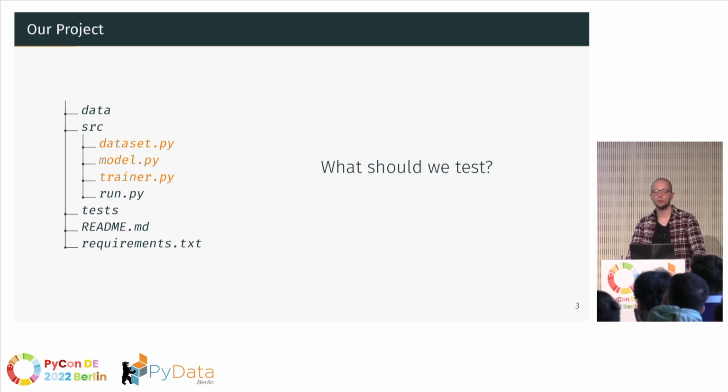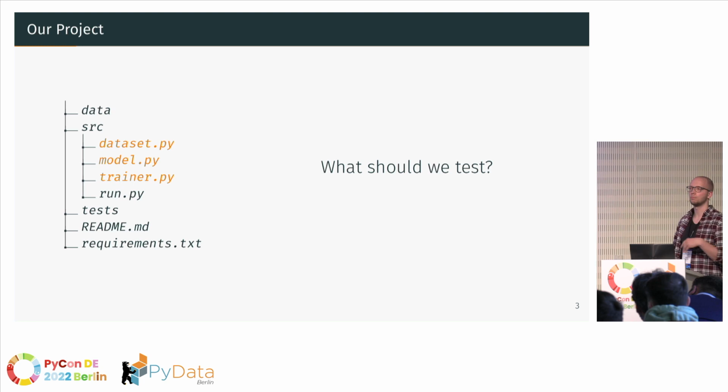And in this talk, we will go over the different aspects of our code, the dataset, the model, the trainer, and see which kind of tests we can implement for these aspects. And we will learn on the way what is important about writing unit tests for deep learning. After each section, we will have some concluding thoughts.